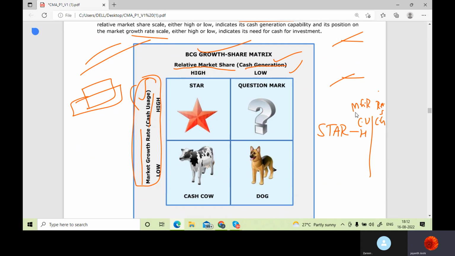See, when the market growth rate is good, what would happen? The usage of cash would be high. Why? Because you'll be buying more and more raw material to make such a product, isn't it so? And its market share is also very high. That means it has captured a major chunk of the market and it is generating a good amount of cash for you. So here the usage of cash is more and the generation is more. In a high growth market, we see this kind of products, and also their market share is high.